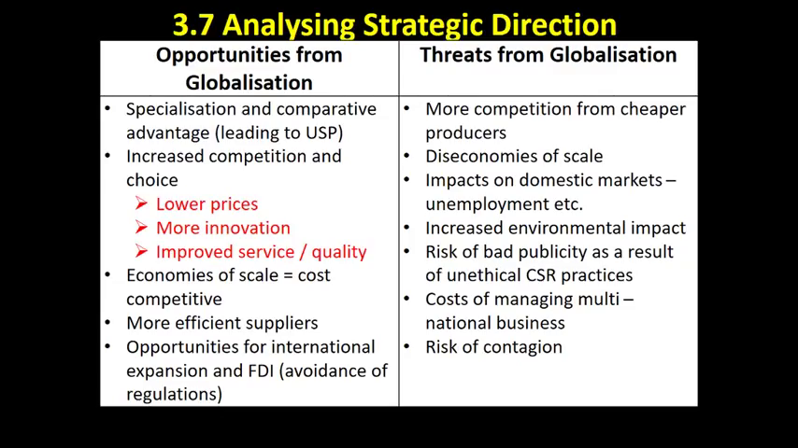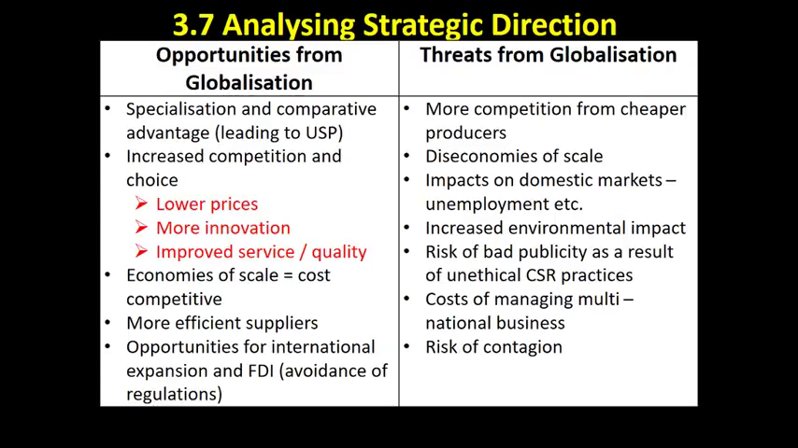So what are the opportunities from globalisation? Well, first of all, specialisation and comparative advantage. You'll notice this is very similar to international trade. So as a business, we can find out what we're really good at as a result of globalisation. What are we much better at than the French companies, the Italian companies, the Japanese companies? And we create our comparative advantage, our USP, and we exploit that by selling to those markets overseas.